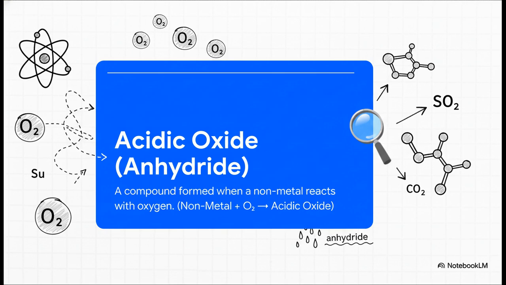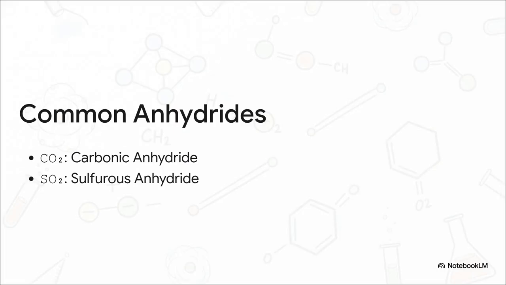These compounds are so important they even get a second name, anhydrides. And hey, you already know these. Carbon dioxide, the stuff you're exhaling right now, that's also known as carbonic anhydride. And sulfur dioxide is called sulfurous anhydride. You can already start to see the naming patterns emerging.